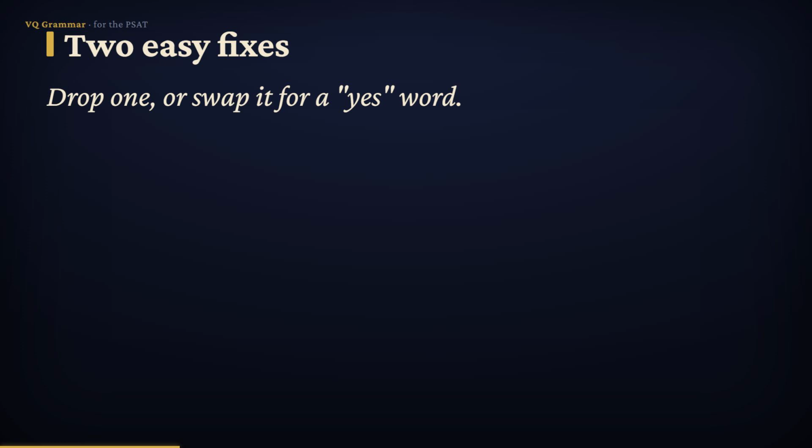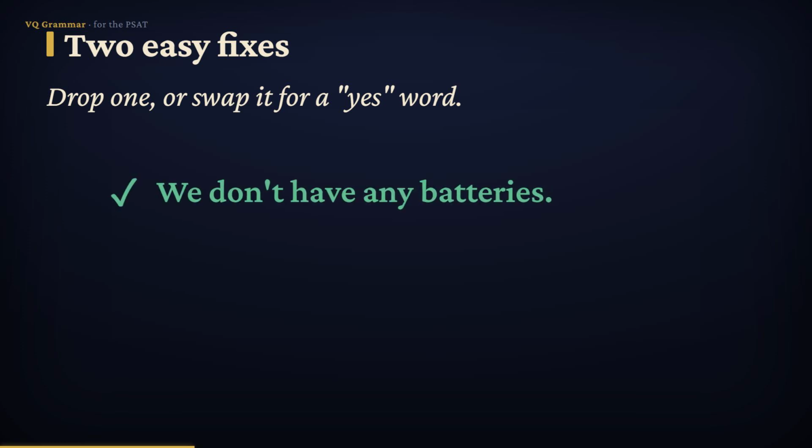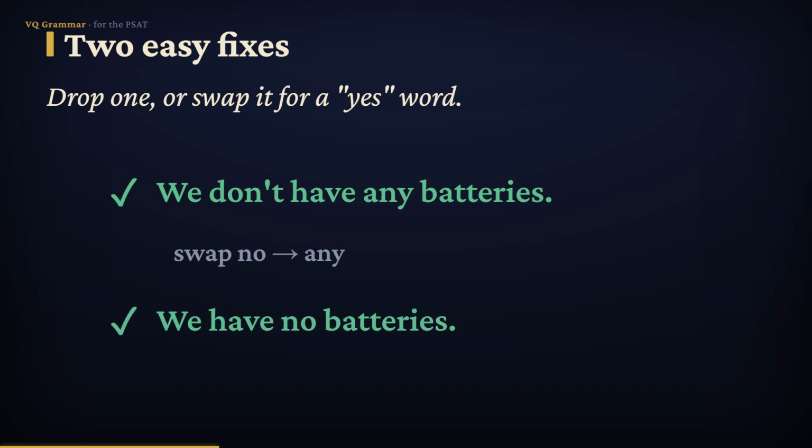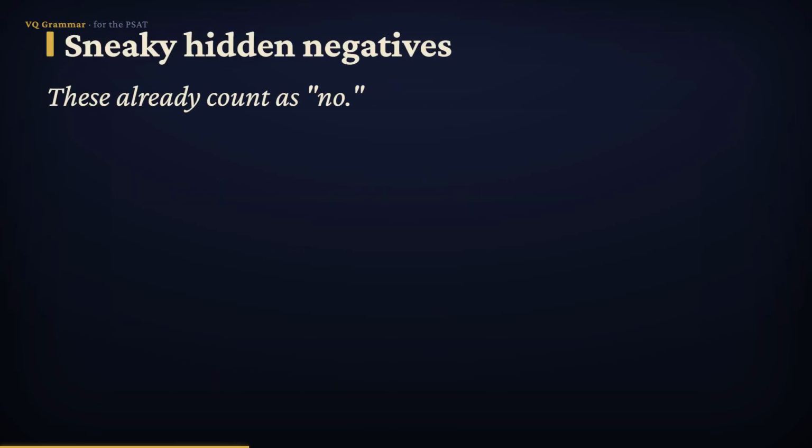So how do we fix it? You have two easy fixes, and both leave exactly one negative. Fix 1. Keep don't, and swap the second negative for a yes word. No becomes any. We don't have any batteries. Fix 2. Keep no and drop the other negative. We have no batteries. Either way, one negative survives and the sentence is correct. Pick whichever sounds smoother.